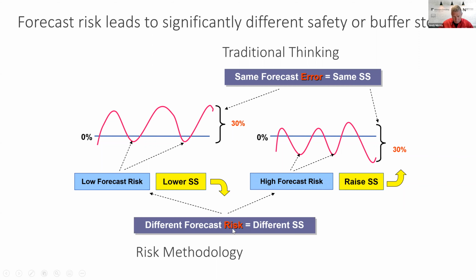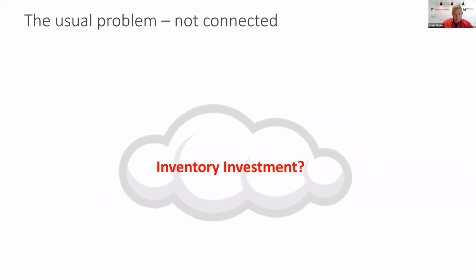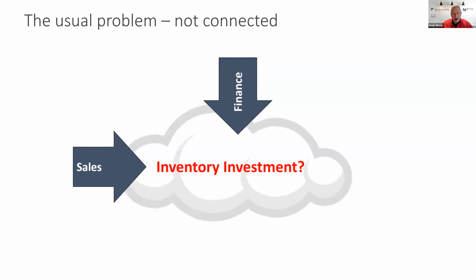So when we measure risk as opposed to error, we get a different result in terms of the minimum or safety stock levels we need to hold. We do the same thing, of course, with supply risk, and I'll show you all of that when we get into the software.